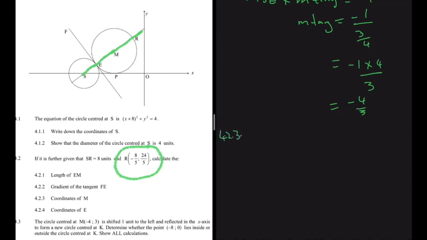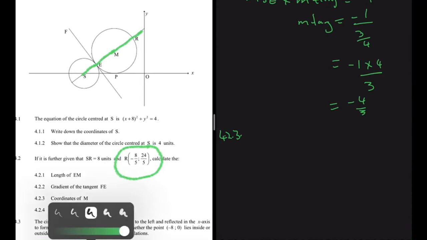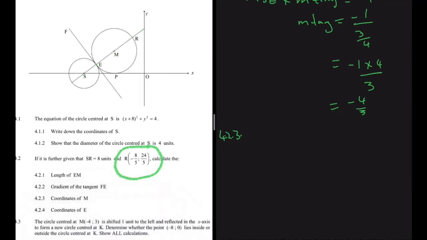4.2.3 says, let's find the coordinates of M. So M is the center of the big circle, right? What do we know up to this point? We know the radius of the big circle is 3 units, right? And then we know the radius of the small circle, it is 2 units.